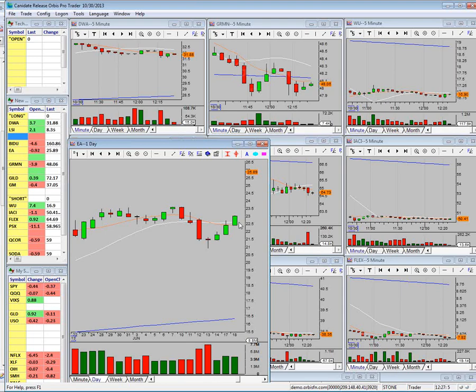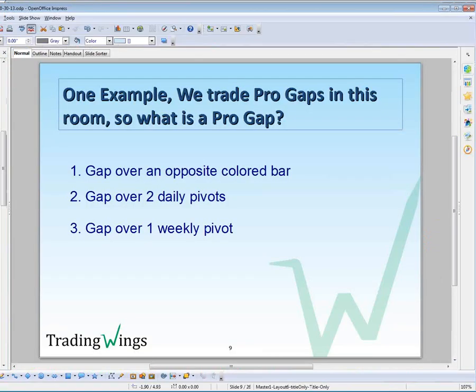Okay, perfect. Awesome. Okay, so let's go ahead and move back to our lecture. So that's a pro gap again. Gapping over an opposite colored bar for a long would be gapping over a red. For a short, it would be gapping under a green bar. Or a pro gap could be over two daily pivots. Obviously, if you're wanting to go long, it would be over two daily pivots on the upside. If you're wanting to go short, it'd be under two daily pivots, trending down, something that bounced off an area.